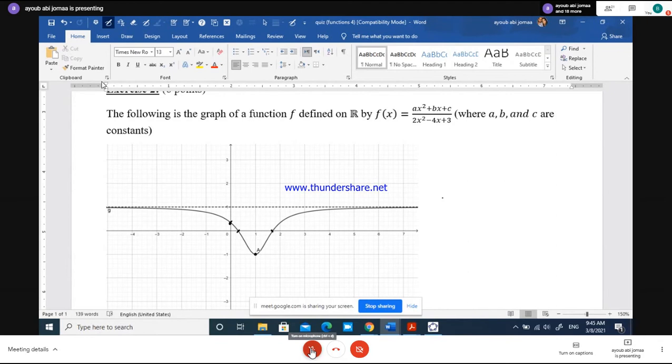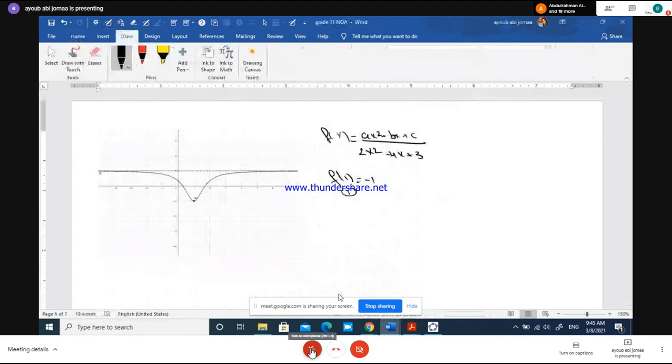We have horizontal asymptote. This line is a horizontal asymptote of equation y equal 1. It means that limit at negative infinity, limit at positive infinity is equal to 1. Limit of f of x as x approaches positive or negative infinity is equal to 1. This is the second information.